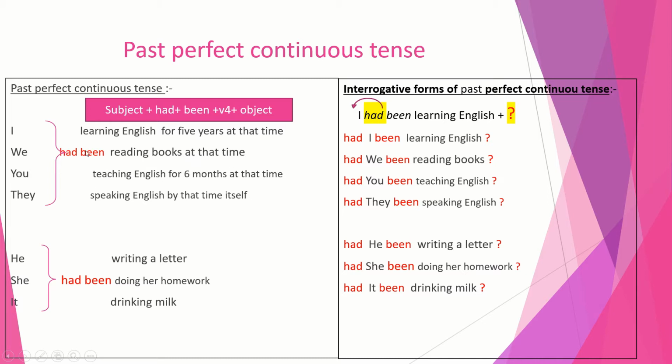You had been teaching English for 2 months at that time. They had been speaking English by that time itself. He had been writing a letter. She had been doing her homework. It had been drinking milk. So this is how we have to write examples for past perfect continuous tense. The structure is subject plus had plus been plus verb-ing plus object.